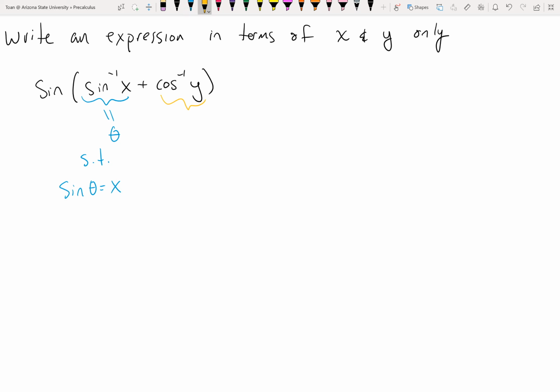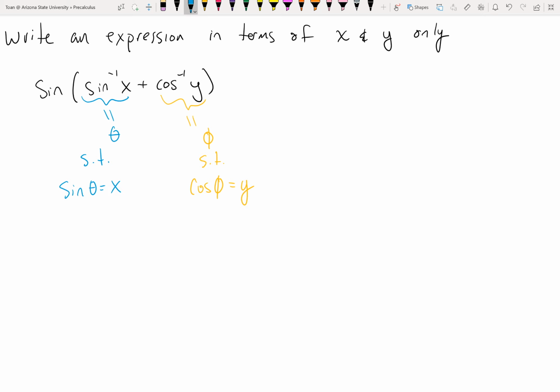Same thing with the cosine inverse of y. I know it should equal some angle. I don't know exactly what that number is, but I know it's going to be some angle. Let's call it phi. But there's something special about this phi. I know precisely that if I take the cosine of this phi, that should equal the original y.